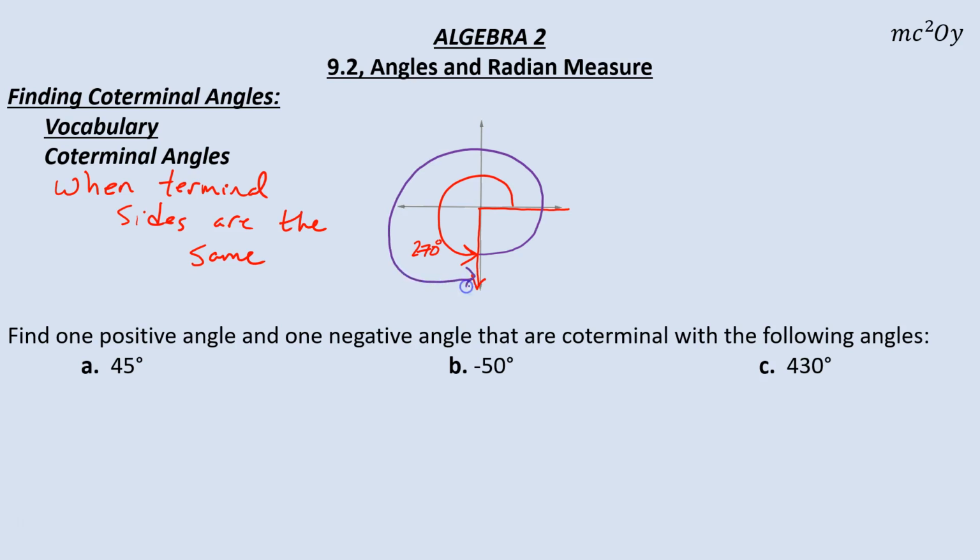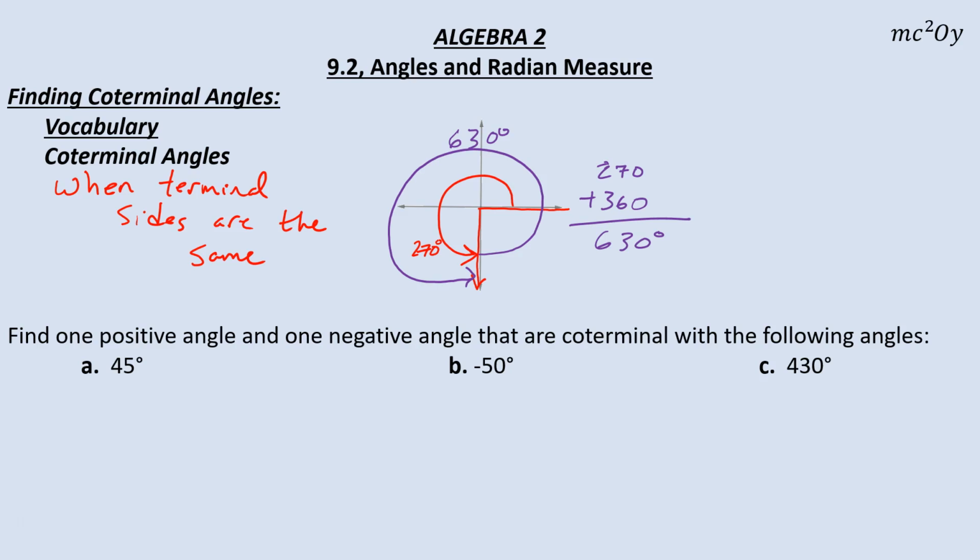To get back here, I'd have to go around one time, or I'd have to go around another 360, or 270 plus 360. So when I add a whole rotation there, I'm now at 630 degrees, right? Okay, I'm now at a coterminal angle. So 630 and 270, those are coterminal. They end in the same spot.